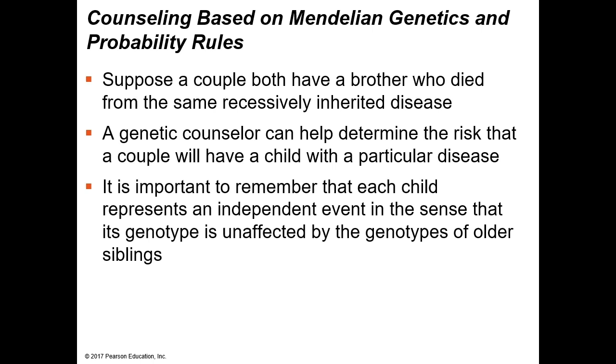So how can genetic counselors help? Hypothetically, let's say that a couple both have a brother who died from the same recessively inherited disease. A genetic counselor can help determine the risk that the child of a couple will have that particular disease. It's important to remember that each child represents an independent event in the sense that its genotype is unaffected by the genotypes of older siblings.